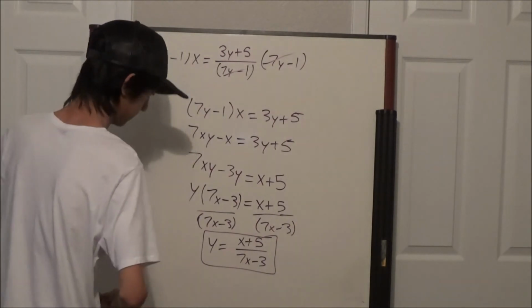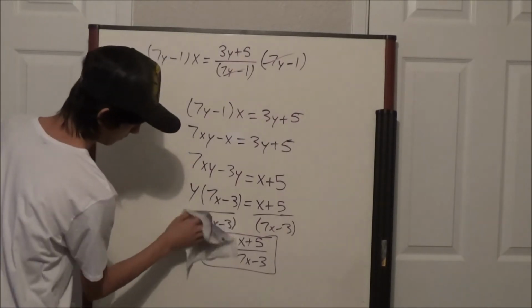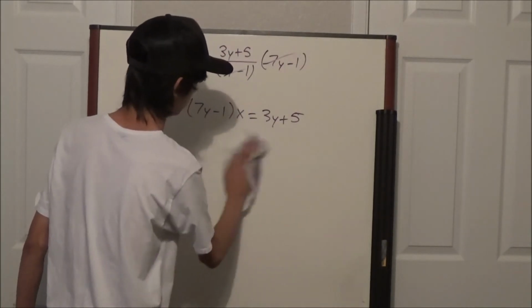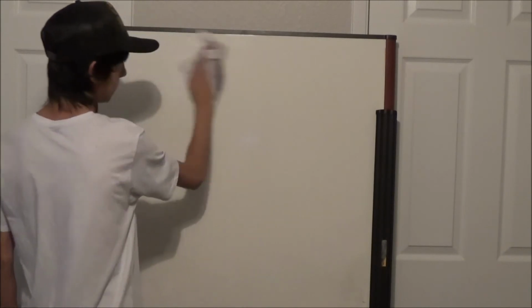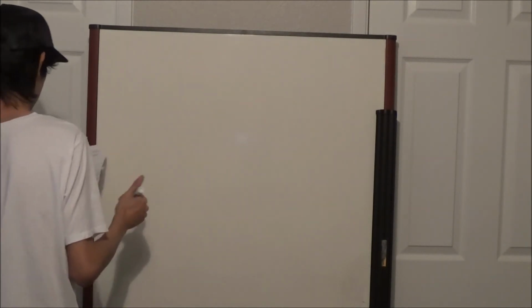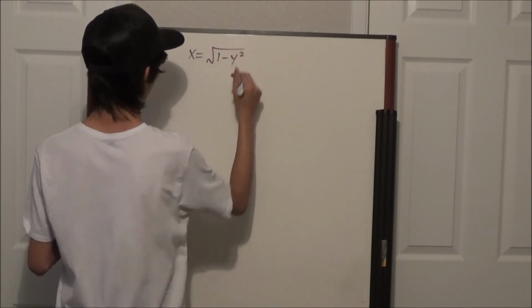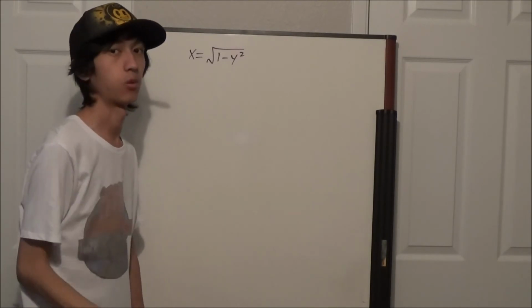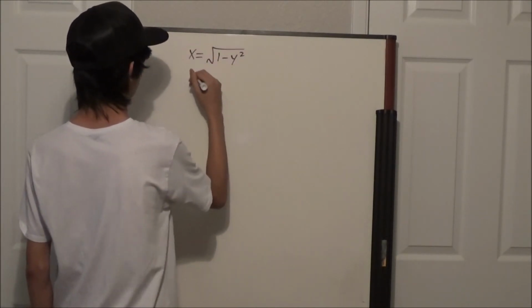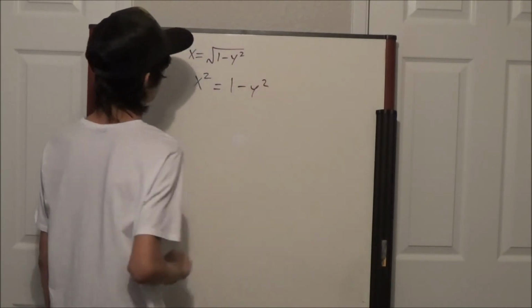Okay, so we're going to go ahead and do another example. x is equal to the square root of 1 minus y squared. Again, we're going to solve for y. To get rid of the square root, we have to square both sides. The left side becomes x squared, and the right side becomes 1 minus y squared.